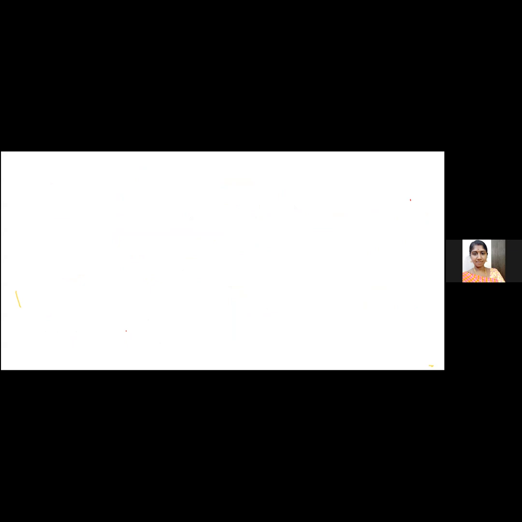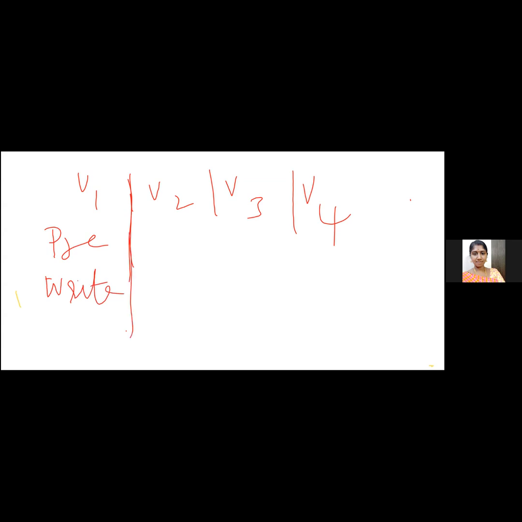For example, we have verb can be divided into 4 parts: V1, V2, V3 and V4. V1 is nothing but the base form, called the simple present tense. For an example, we will take write, W-R-I-T-E. V2 means past tense.